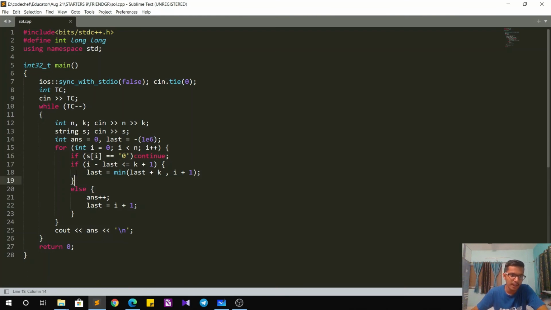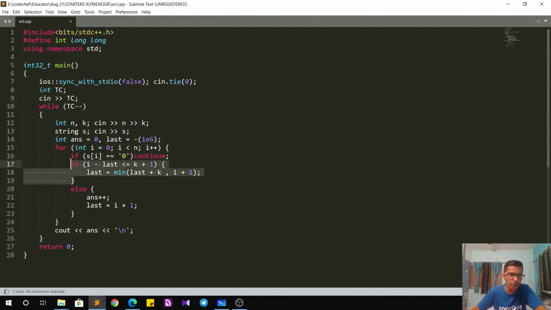After that, I check if my current person and the last person's gap is less than equal to k plus 1, it means they can be included in the same group. So I don't increment my answer, but I update only the last person standing variable. So last is equals to minimum of last plus k comma I plus 1, because I plus 1 is beneficial for us, but last plus k is the limiting answer. That is, the person cannot be beyond last plus k. Otherwise, they will not be in the same group.